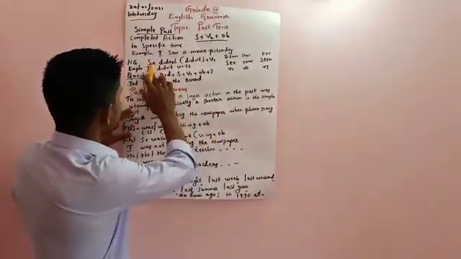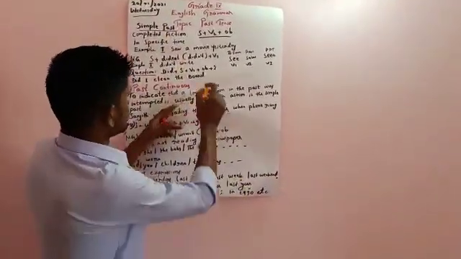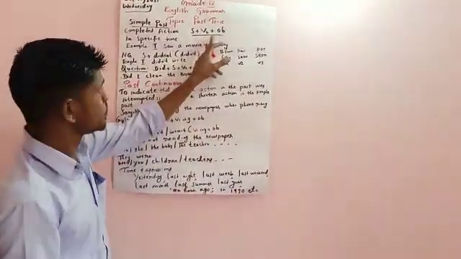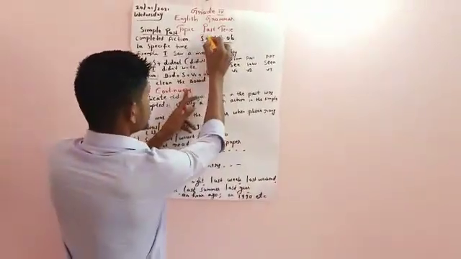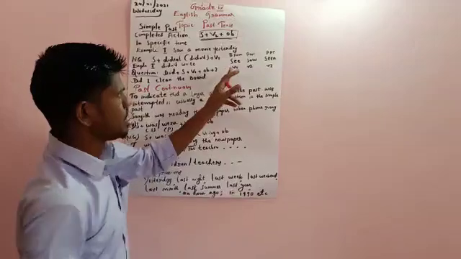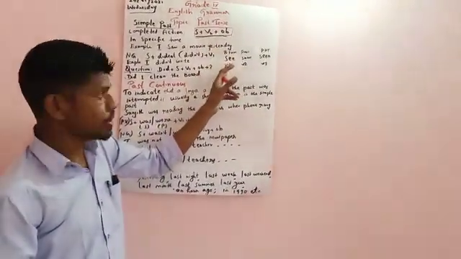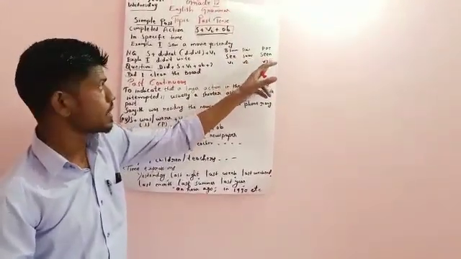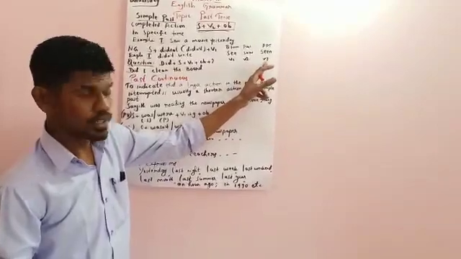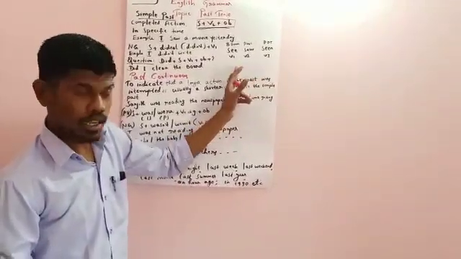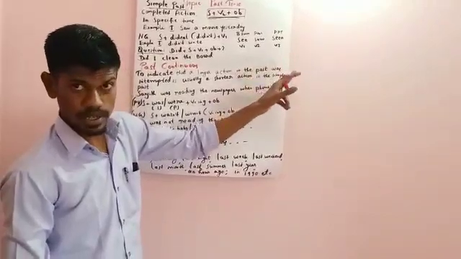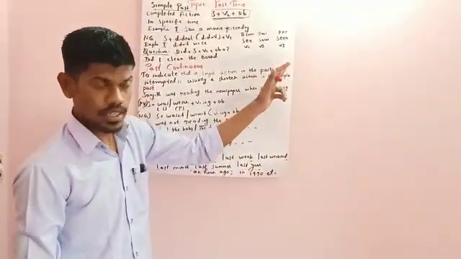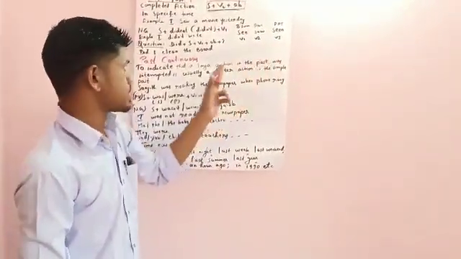Then what is the structure for simple past? Here you see, the subject must be used, then verb 2, that is the second form, then the object must be used. This is the first structure, for positive sentences. Then what are the verb forms? Base form, past, past participle. See, saw, seen; go, went, gone; look, looked, looked. Cut will remain the same: cut, cut, cut; put, put, put; hurt, hurt, hurt; hit, hit, hit; speak, spoke, spoken, etc.